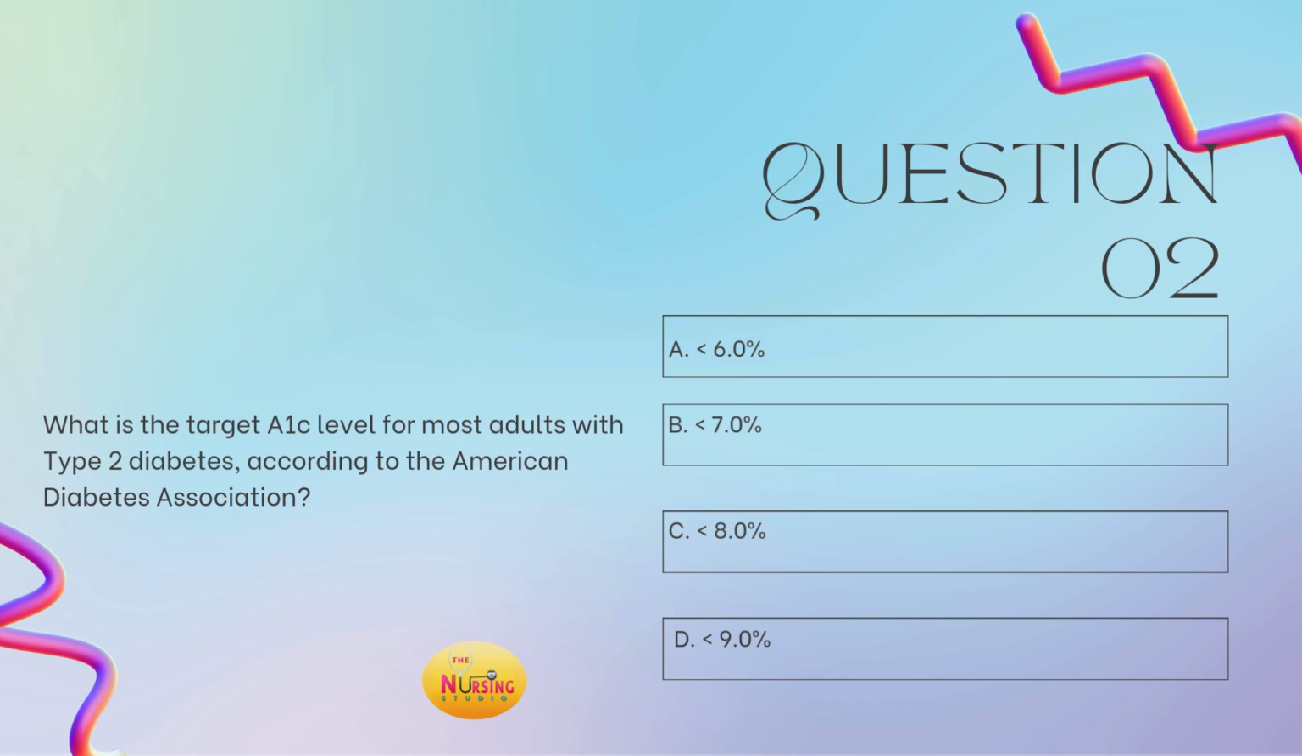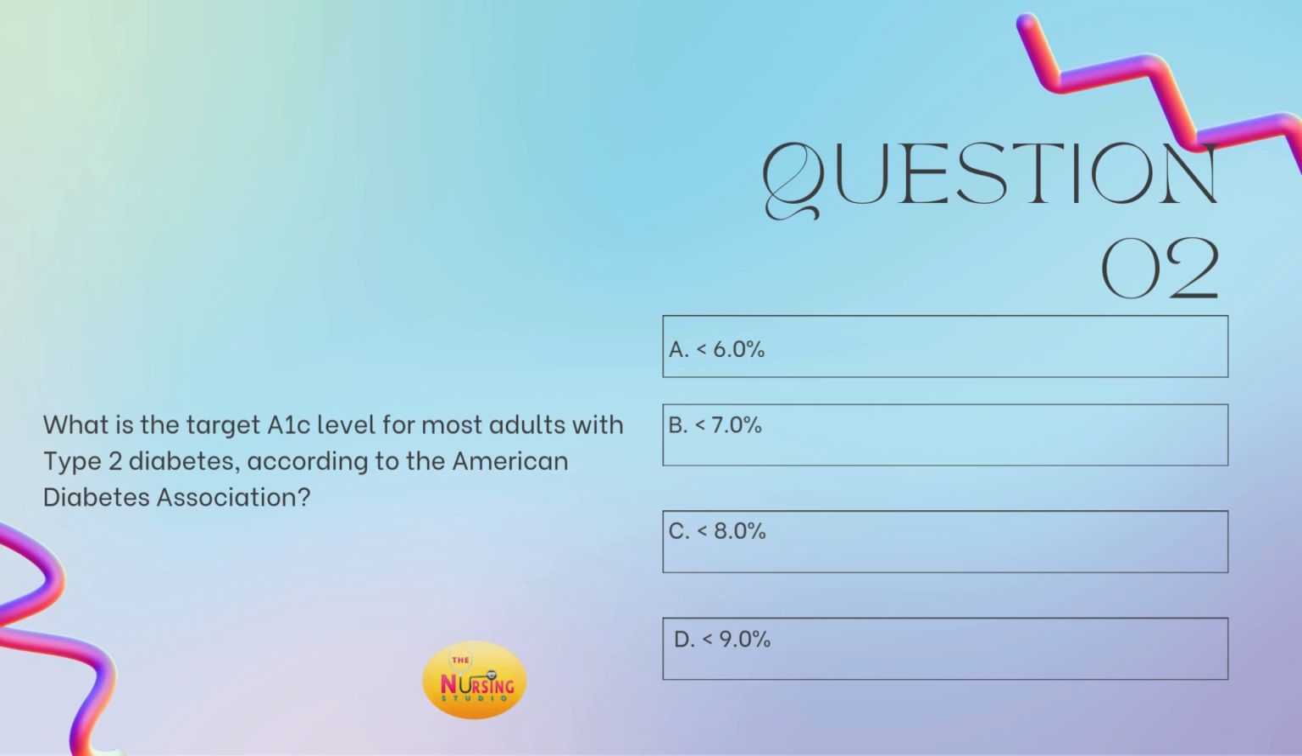All right, same scenario here. The stem is the question. And it states, what is the target A1C level for most adults with type 2 diabetes according to the American Diabetes Association? Now, I always like to ask y'all this question because I notice that y'all commonly miss this and mix these things up. So the best answer is B, less than 7.0%.